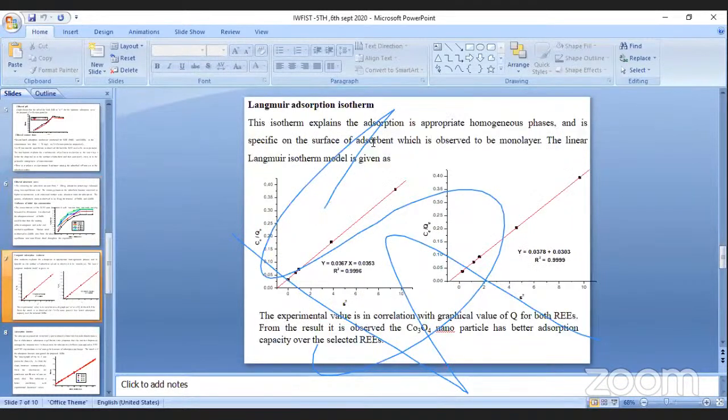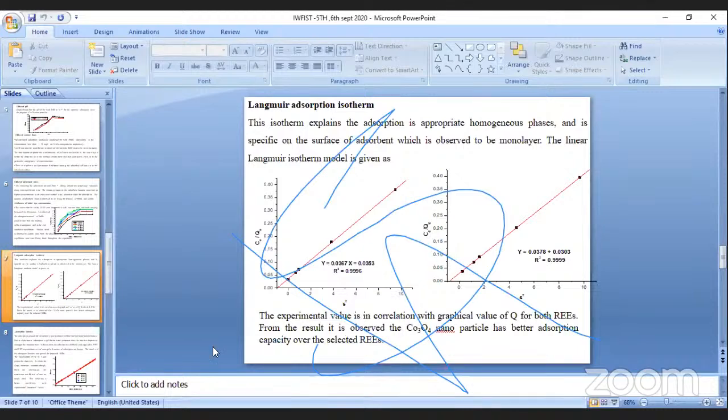So coming to Langmuir adsorption isotherm. This isotherm explains the adsorption of appropriate homogeneous phases, and it is specific on the surface of the adsorbent, which is observed to be monolayer. So the linear Langmuir adsorption isotherm model is like this for both the rare earth elements.